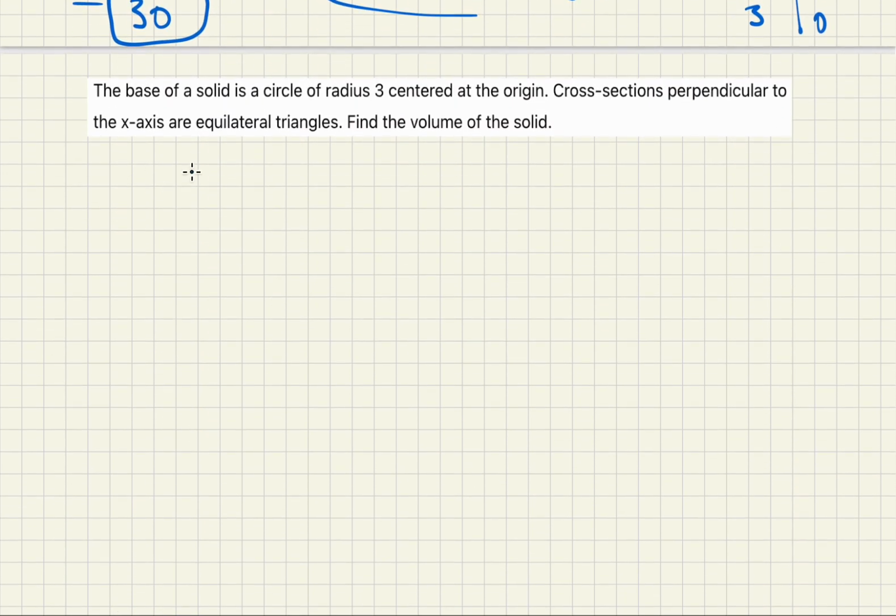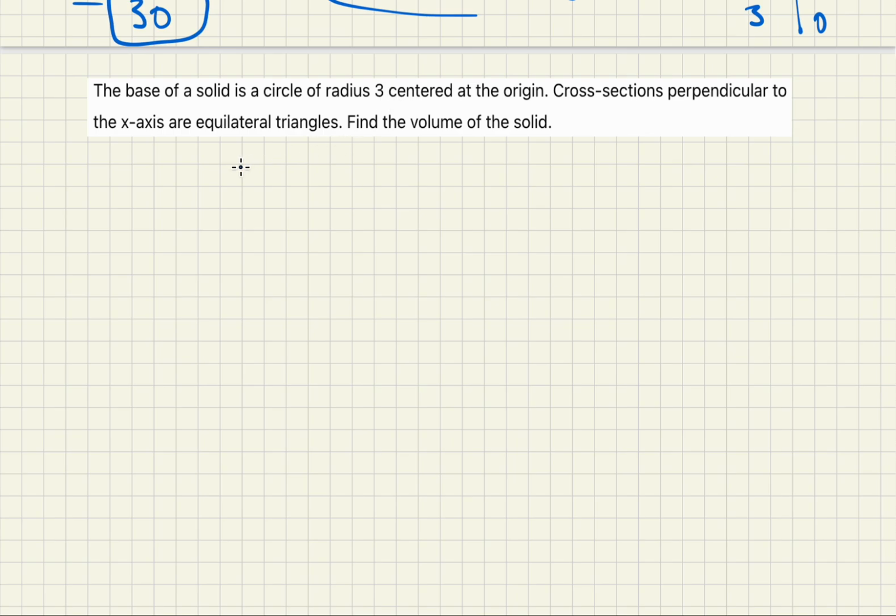And so, same concept, we can write this. The base of a solid is a circle of radius 3 centered at the origin. Cross sections perpendicular to the x-axis are equilateral triangles. Find the volume of the solid. So in this case, it's quite similar, except a radius is given to us.